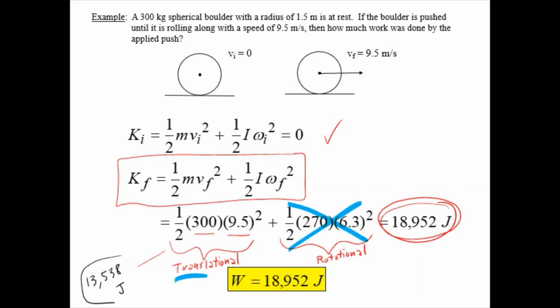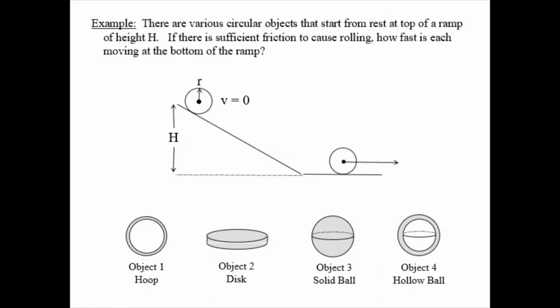So ignoring the rotational part of this problem, I'd only think I had 13,538 joules of kinetic energy at the end. But that is not correct, because I do have to add in this amount of rotational kinetic energy, and when I do that, I get the correct answer here of almost 19,000 joules. So again, rolling objects are both translating and rotating, and we have to account for the kinetic energy of both.